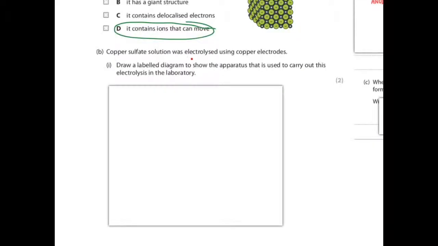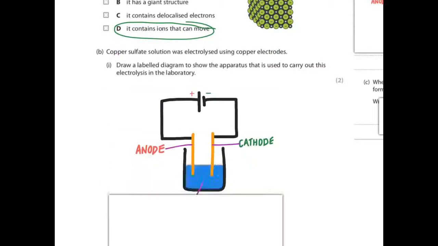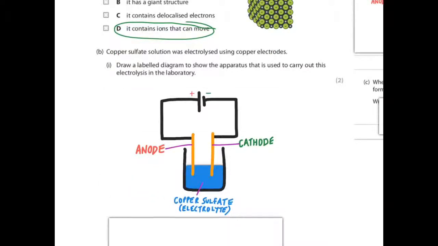Copper sulfate solution was electrolyzed using copper electrodes. Draw a labelled diagram to show the apparatus that is used to carry out this electrolysis in the laboratory. So we're using copper electrodes and we've got copper sulfate as a solution. I'll just show you what I've drawn. So this would be the kind of thing you want to draw.